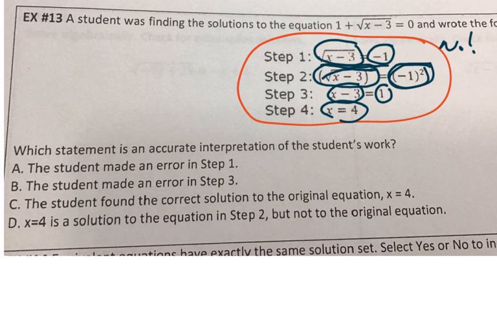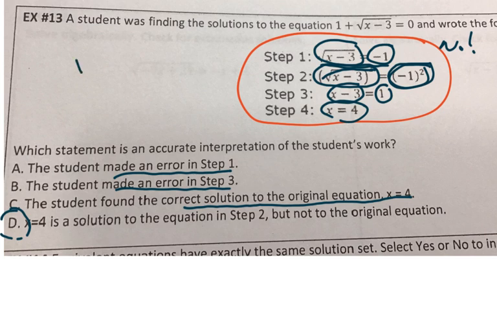So let's look at our choices. Which statement is an accurate interpretation of the student's work? A, the student made an error in step 1. B, the student made an error in step 3. C, the student found the correct solution to the original equation. D, x equals 4 is the solution to the equation in step 2, but not in the original equation. And that is the choice.